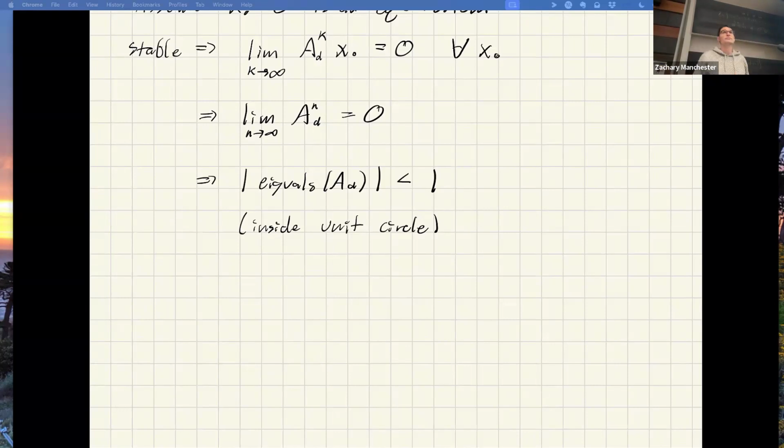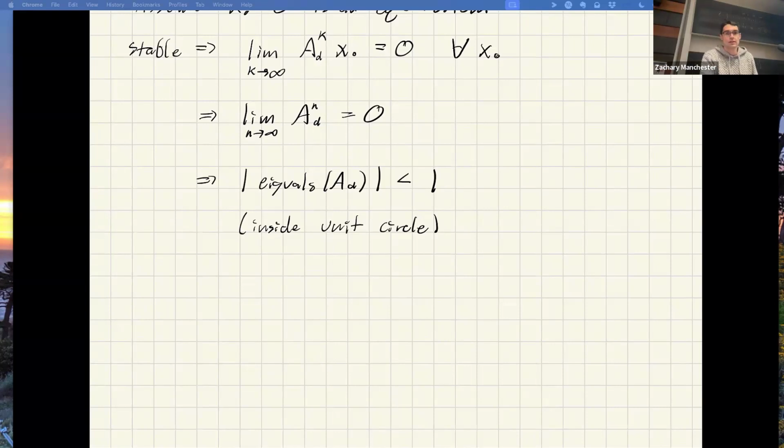Any other questions about this? Yeah, this is basically the corresponding discrete time version of what we did in continuous time. Same stuff. Rather than negative real part, it's inside the unit circle, but everything else is basically the same. That's the only thing to know.